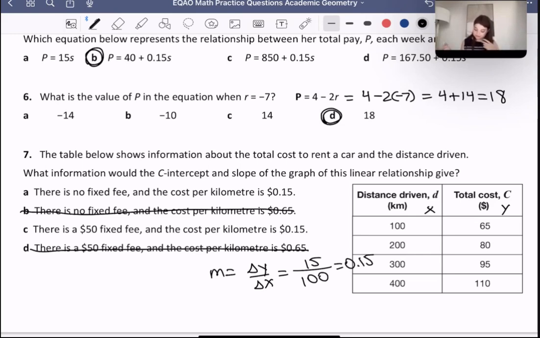Now we have to find out, is there a $50 fixed fee or is there no fixed fee? Okay, so based on these numbers, every time we go up 100 in terms of kilometers driven, we pay an extra $15. So that means if we drive 100 kilometers less, so if we go down to 0, we pay 15 less dollars than the previous number, which is 50. So therefore, there is a fixed fee of 50 to rent this car, and it also costs us an extra 15 cents per kilometer to drive the car, and so C would be the right answer there.